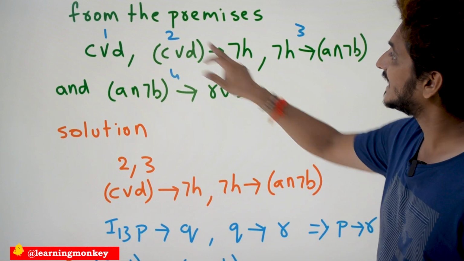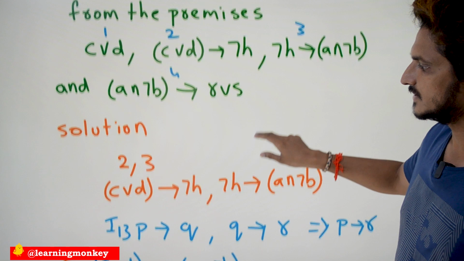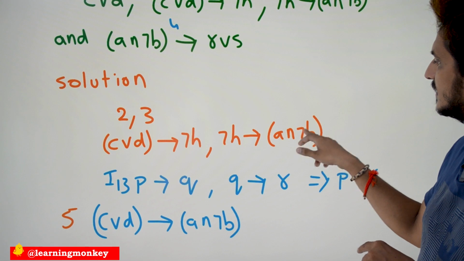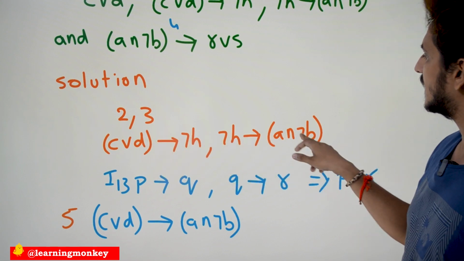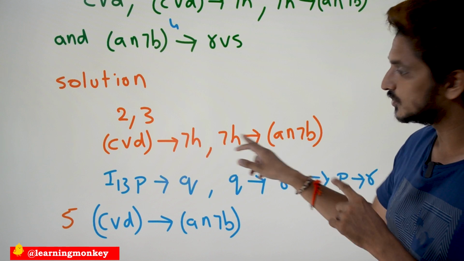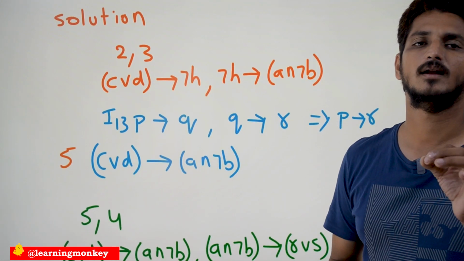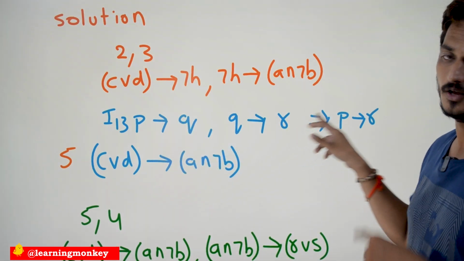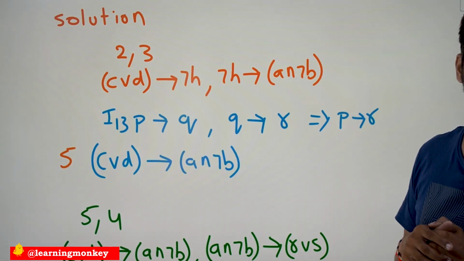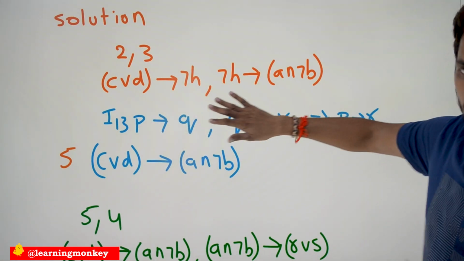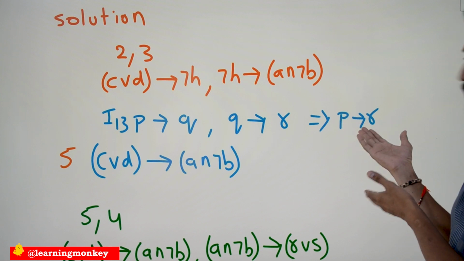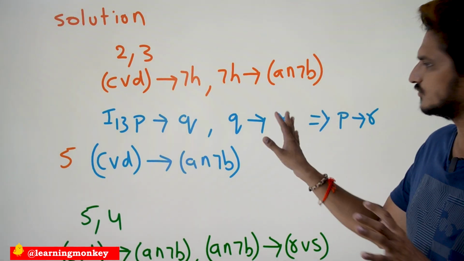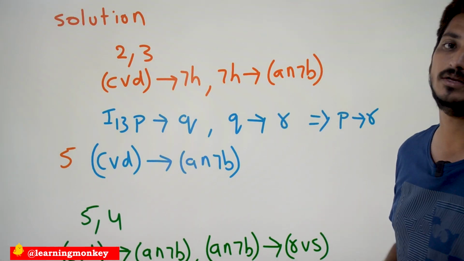From the second and third ones, C disjunction D implies negation H, and negation H implies A conjunction negation B, these two propositions are in the form of I13, inference formula 13. What does it say? P implies Q, Q implies R, so you can say that P implies R. If these two are true values, then you can conclude that this is also a true value. That is what tautologically implies means. We are not going into how we got this formula. These discussions were made previously.